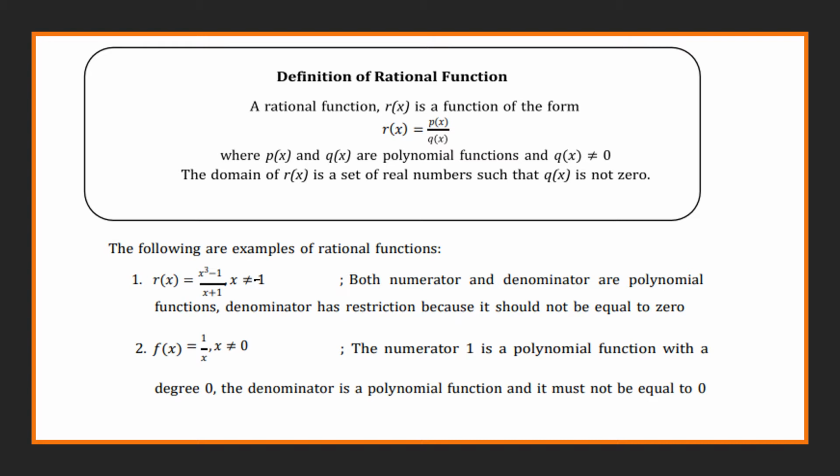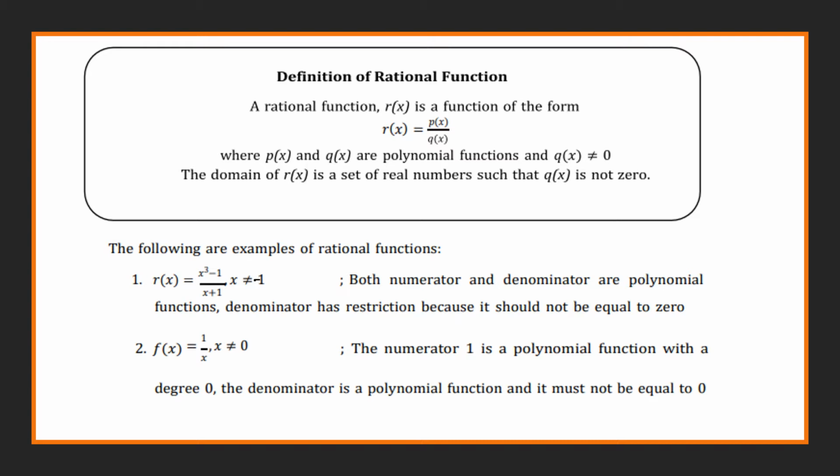And that means the domain of r of x, or the values of x, is a set of real numbers such that q of x is not equal to 0. So these are the following examples of rational functions. Number 1, r of x is equal to x cubed minus 1 all over x plus 1, where x is not equal to negative 1.